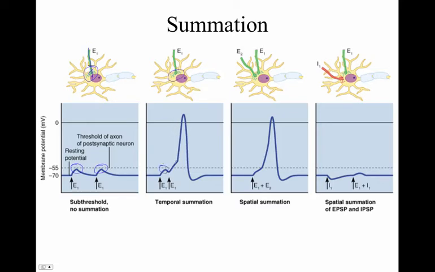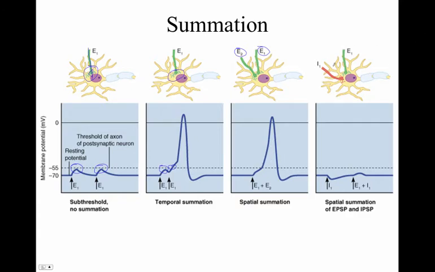If we go ahead and recruit another axon, then we have 1 and 2. We can have spatial summation, which would say the combination of these two axosomatic inputs could give us an action potential.